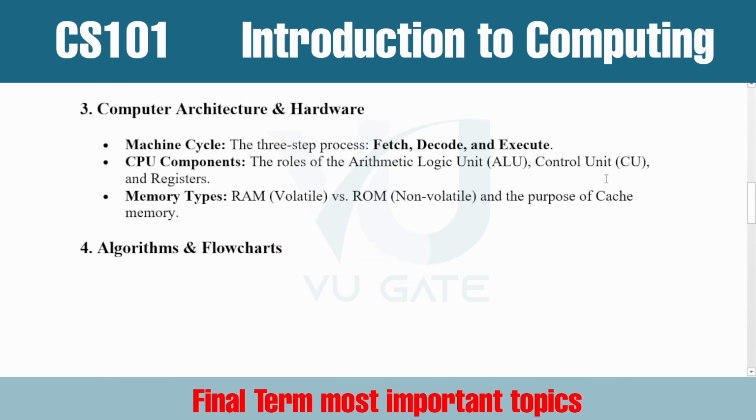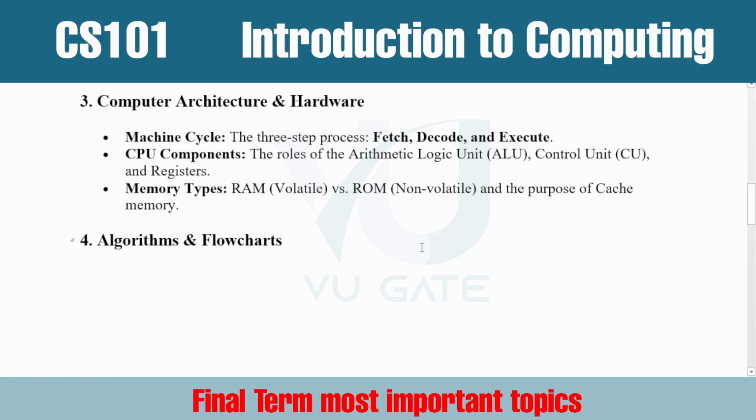For Topic 3, Computer Architecture and Hardware, you must understand the machine cycle consisting of fetch, decode, and execute, alongside the roles of the ALU and control unit, and the difference between volatile RAM and non-volatile ROM, which retains its data even after the power is turned off.